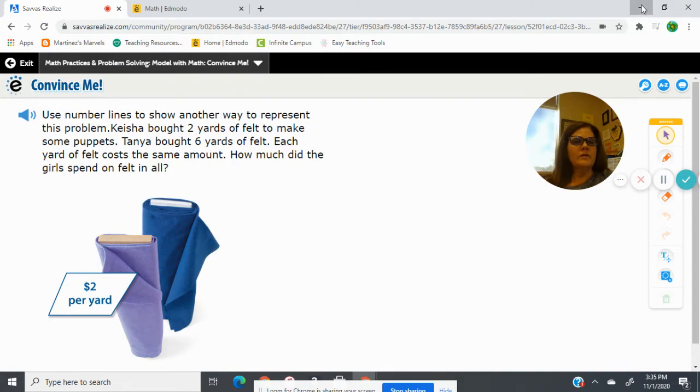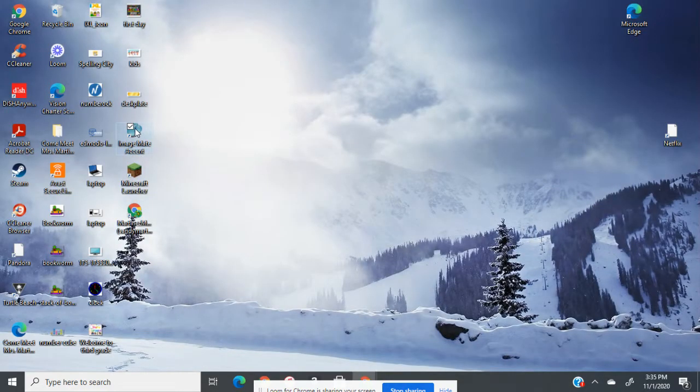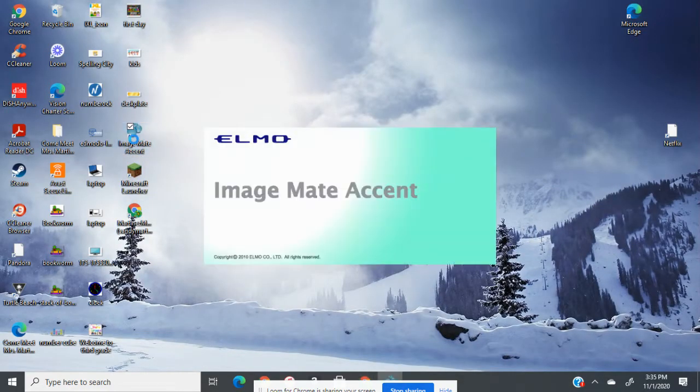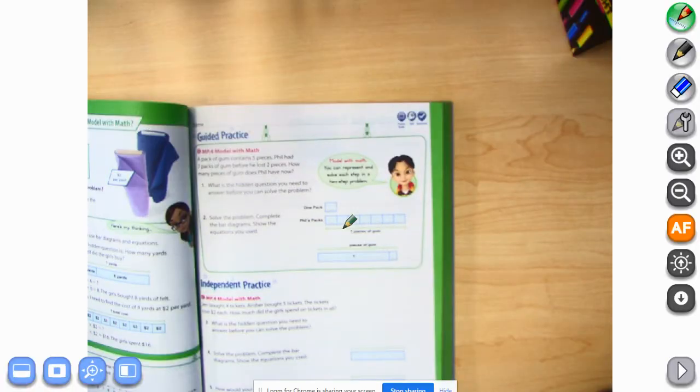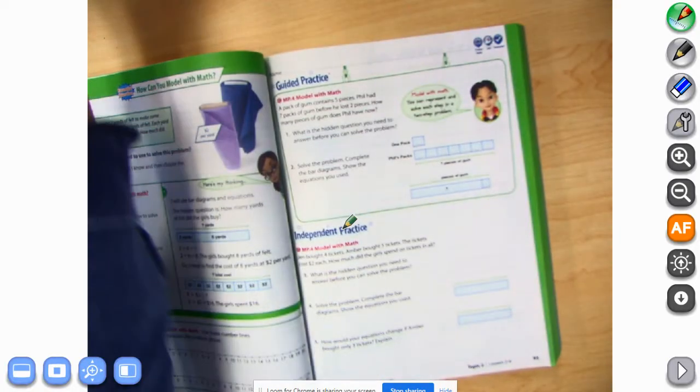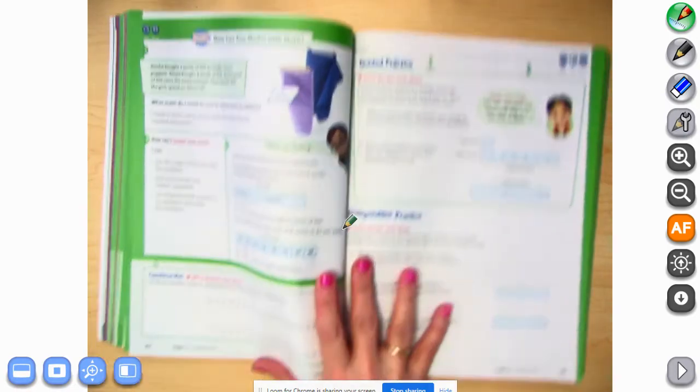Okay, so I'm going to go ahead and get the camera going. If you will, please turn to page 92 and try to work that problem out on your own first.